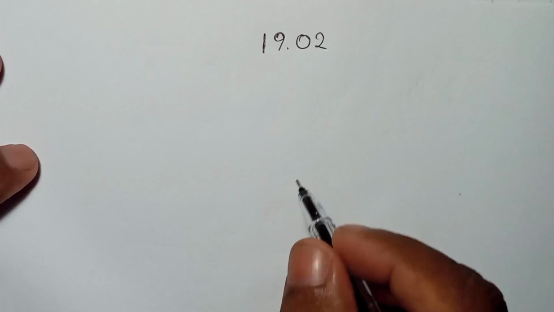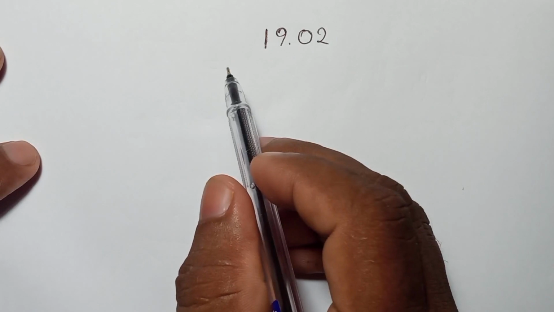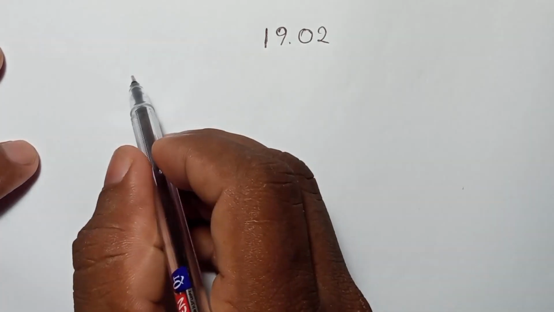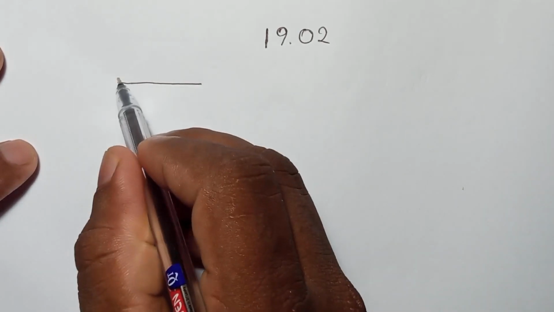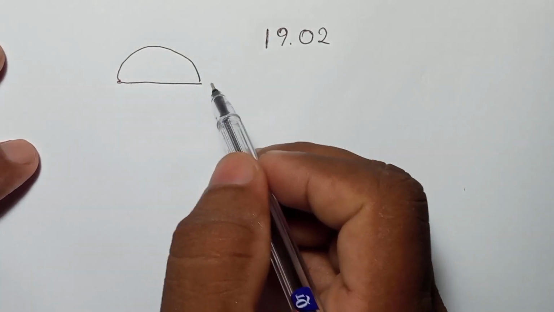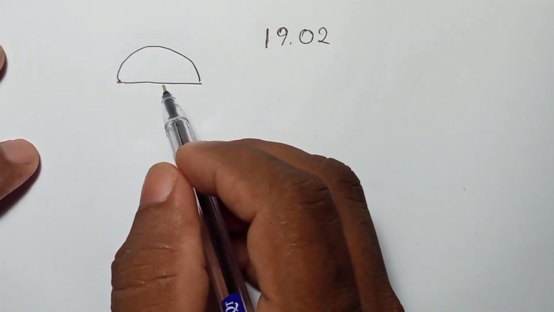Okay, now they ask what the radius of a semicircle is when it has a perimeter of 19.02. Now semicircle means like this, no? Right? Semicircle like this, right? And here they have given the perimeter of this semicircle, and they ask for the radius, right?